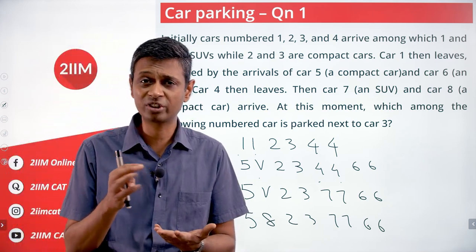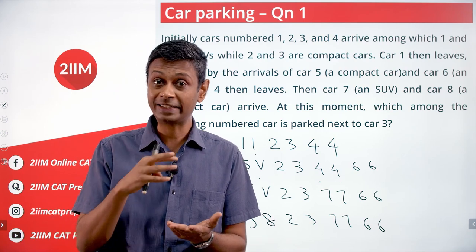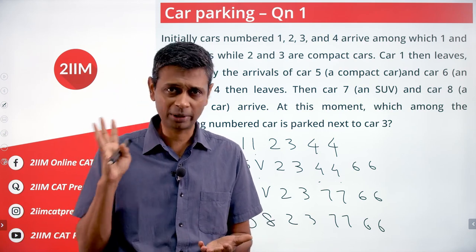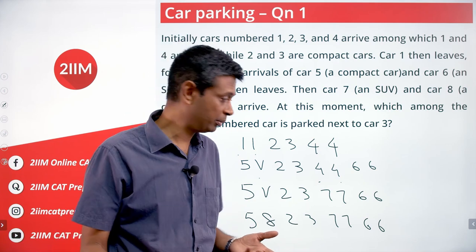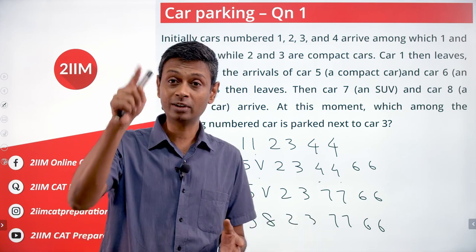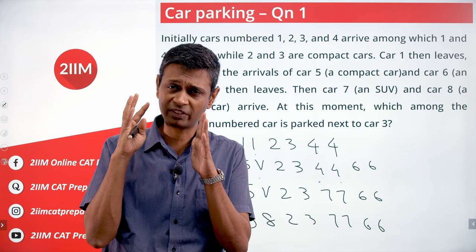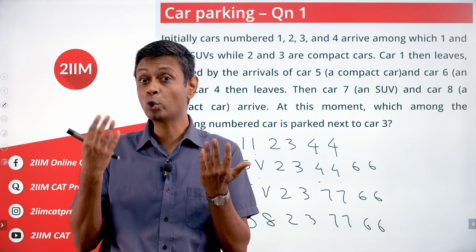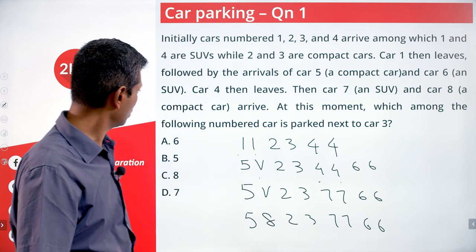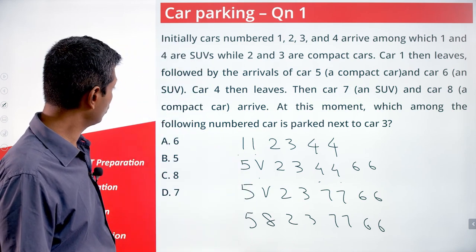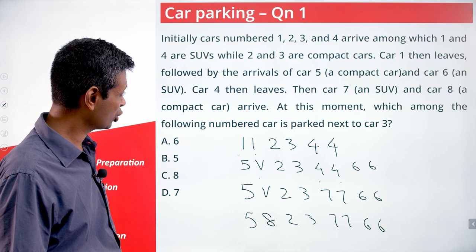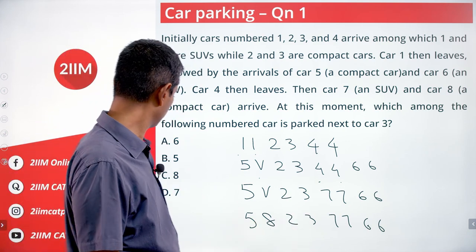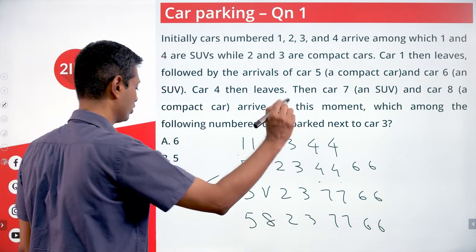They won't say 7, 7, 6, 6. Where possible, I'm writing it so that I know that there are 2 slots occupied. But remember, that does not mean that if I put only one, there's only one slot. I know some are definitely SUV, but those that have only one number may be SUV or compact, I don't know yet. That could also come in there. So let's look at this question. At this moment, which among the following numbered cars is parked next to car 3? Next to 3 should be 2 and 7. There's no 2 here. 7 sits here. We are done.